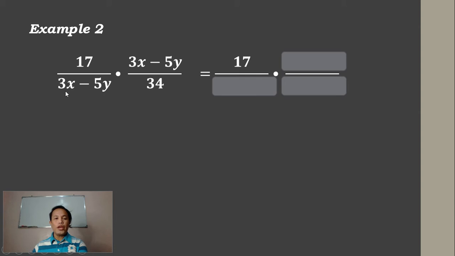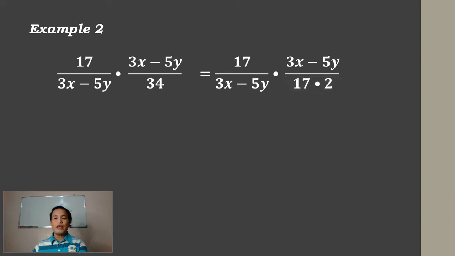The same also with 3x minus 5y. There are no common factors, and this binomial is not factorable anymore, so that shall remain as 3x minus 5y. The same also with the numerator in the second fraction, that is 3x minus 5y, so that shall remain 3x minus 5y. But for 34, we can factor out 34 using 17 as one of the factors. We can use 17 times 2, because 17 times 2 is 34, and we have common factor 17 and 17. So after factoring 34 as 17 times 2, we can now cancel out common factors.